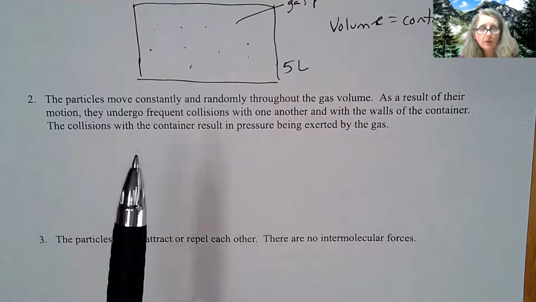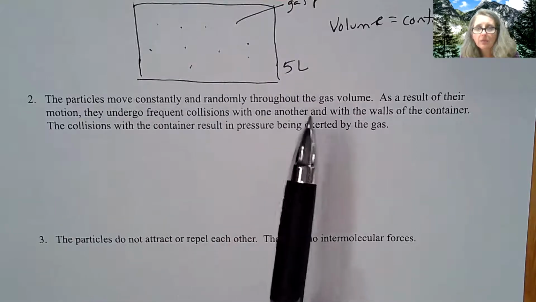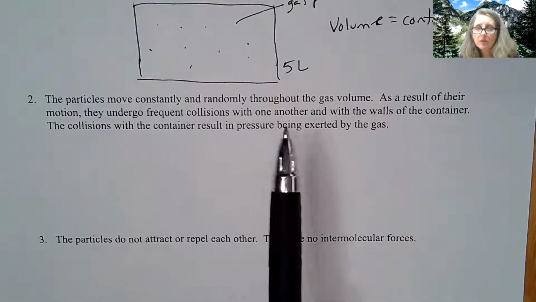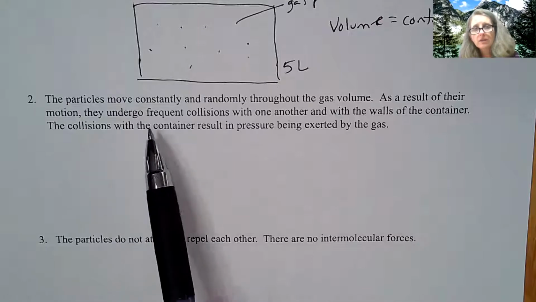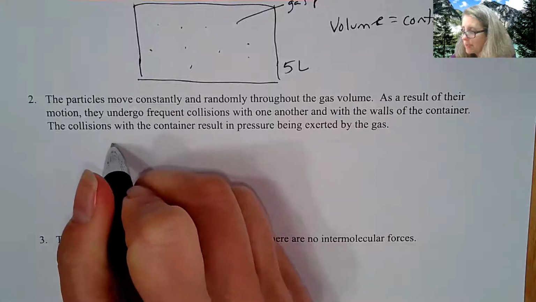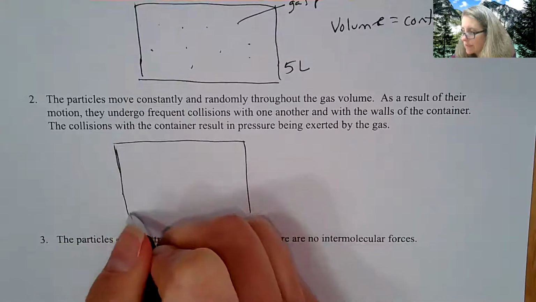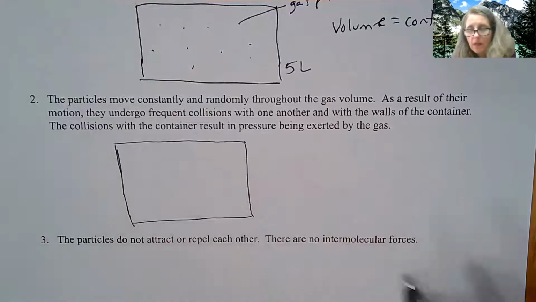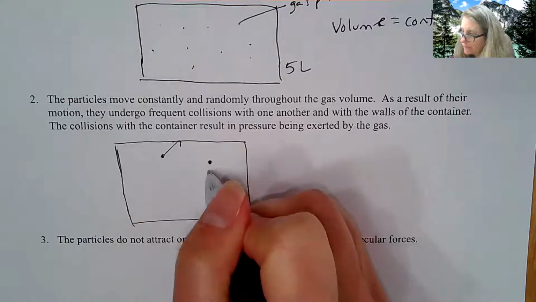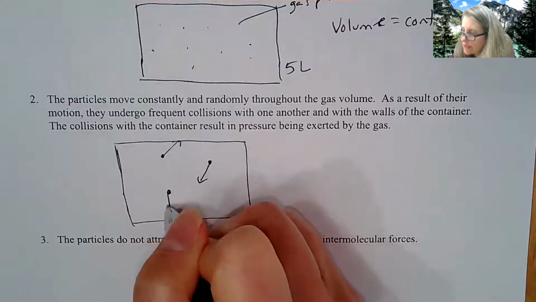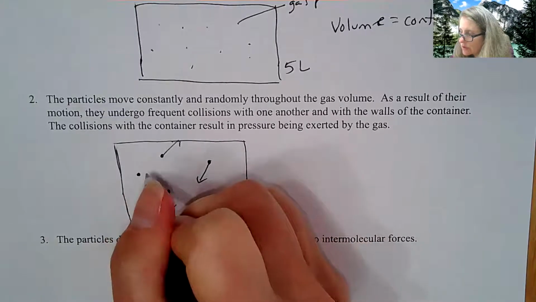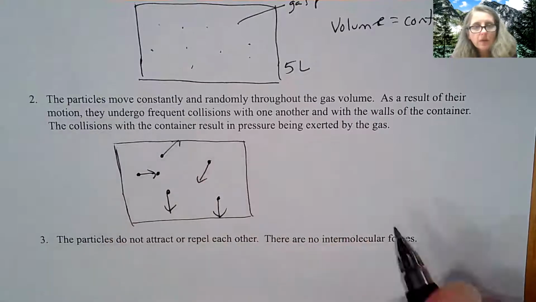The second thing we could focus on is that the particles move constantly and randomly throughout the gas volume. As a result of their motion, they undergo frequent collisions with one another and with the walls of the container. The collisions with the container result in the pressure being exerted by the gas. So how would you show that in a picture? Draw yourself a container with a gas in it, and show that the gas particles are moving randomly, so they're not all moving in the same direction. You want to show that they're hitting the sides of the container. You could also show that one is hitting another, to show collision.